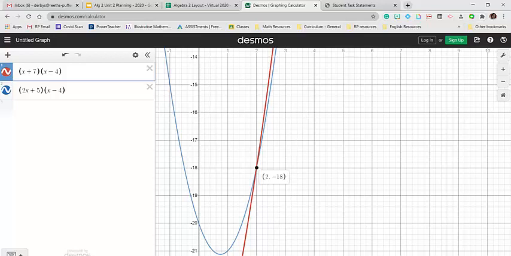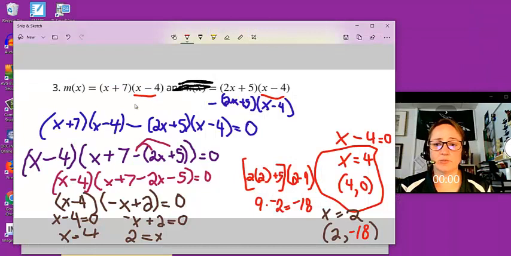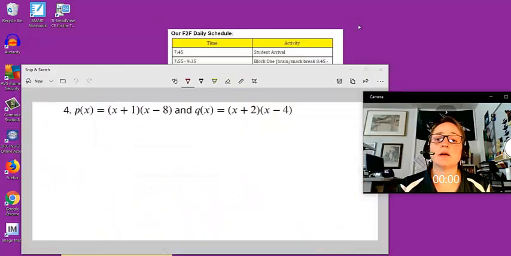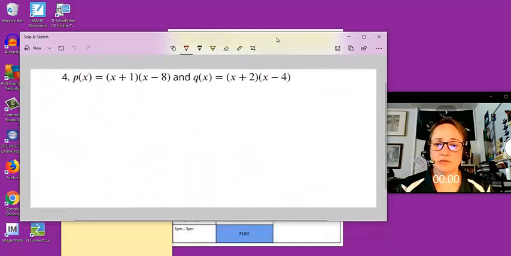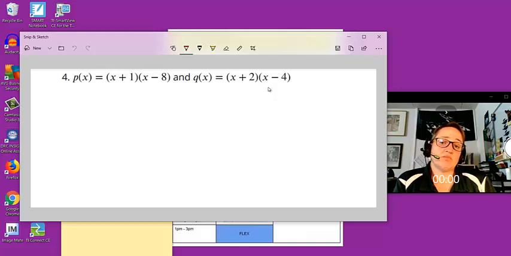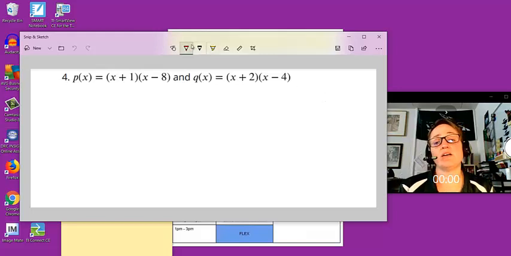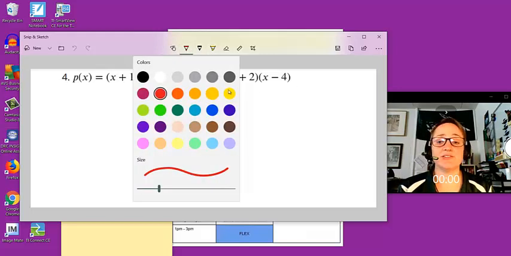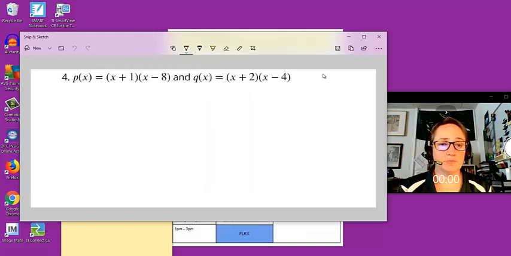So mathematically, we can still solve this even if there's only one factor in common and we have two factors on each side. Now let's go worst case scenario. What happens if we have two sets of factors and absolutely nothing is the same? A couple things could be happening here. We could have a couple graphs that intersect the whole time.